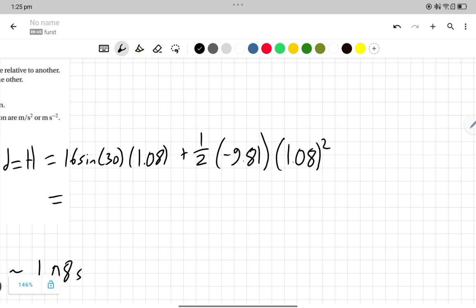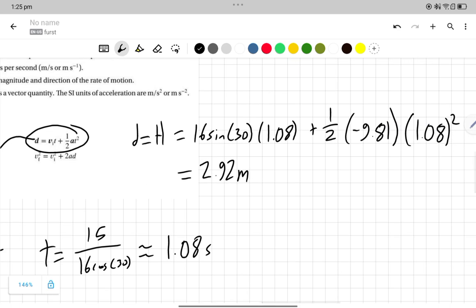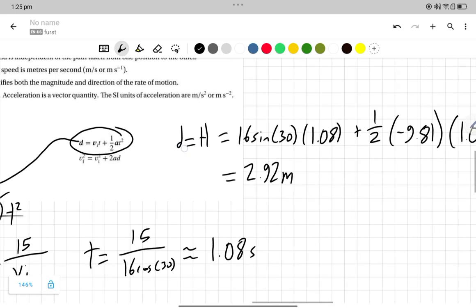And this equals, it's going to take me a second to put in the calculator, 16 sine 30 times 1.08 plus half negative 9.81 times 1.08 squared. And this equals about 2.92 meters. That's the height at which we hit the wall, but we're forgetting something.